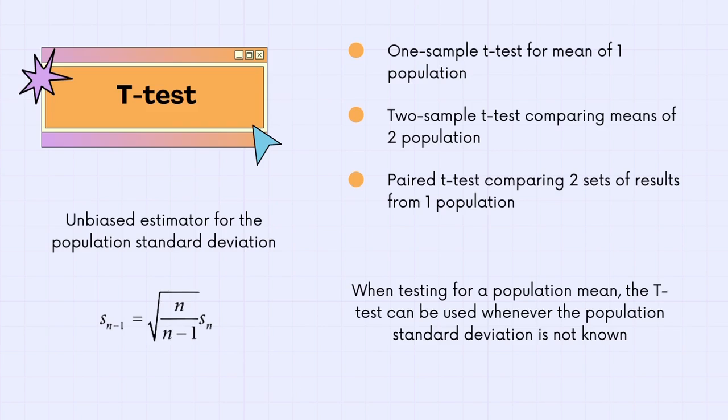There are three types of t-test in this chapter. First, the one sample t-test. It is used for the mean of one population. The second is the two sample t-test. It is used to compare means of two populations and to find out if they have come from an identical population. And lastly, the paired t-test. It is used to compare two sets of results from one population.